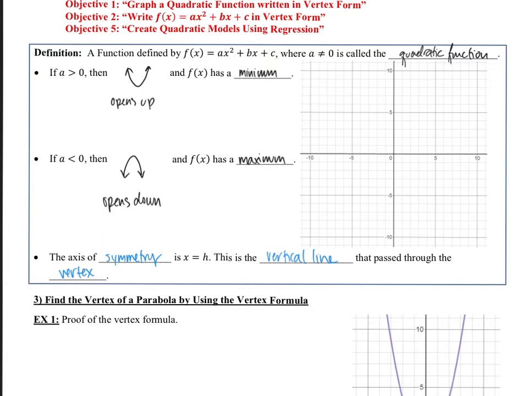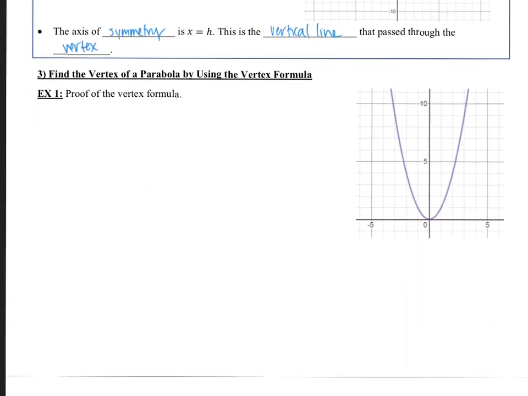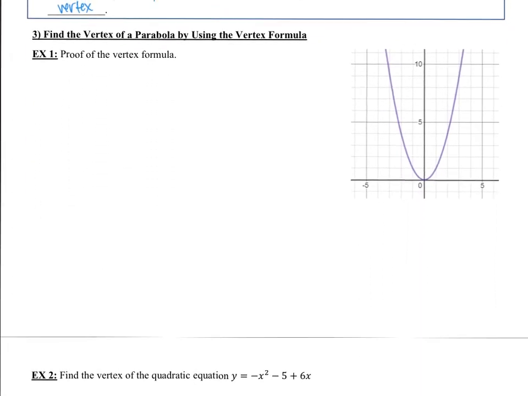But there we go. Okay, so now what we're going to do is take a look at objective 3, which is finding the vertex of a parabola using the vertex formula. So first what we're going to do is the proof of the vertex formula. So how did it come about?